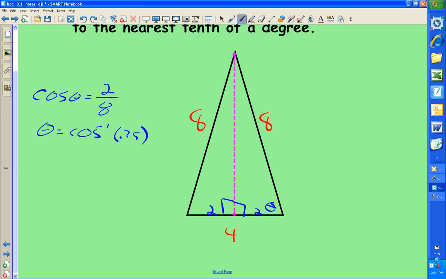What was theta? 0.478? I don't think so. No, it's not. It's 75.522. Right? Let's look up here. What's alpha?